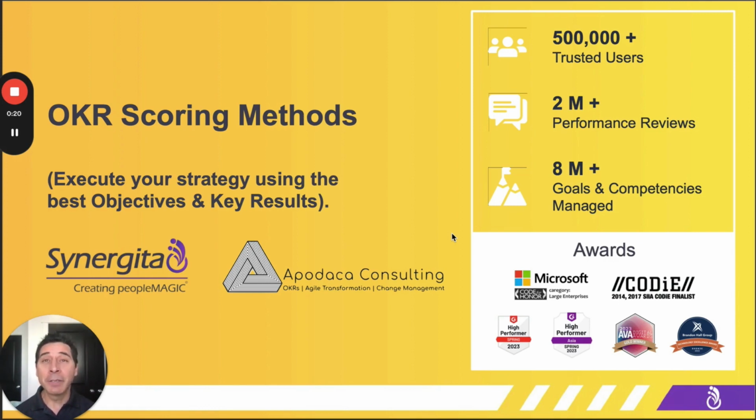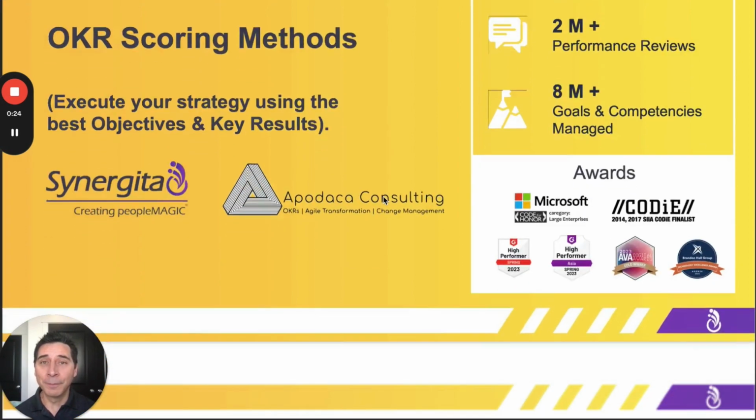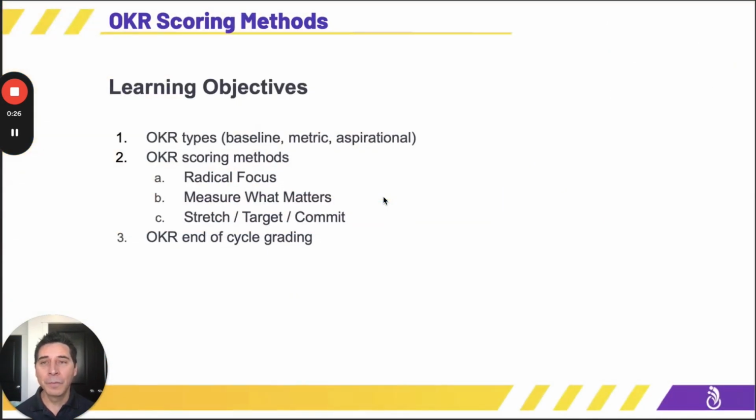For today's series, we'll be focusing on the scoring methods for OKRs. So let's get started. Our learning objectives today include the OKR types, baseline, metric, and aspirational, and we'll revisit those definitions and how they correlate with the scoring methods. We'll also take a look at the different types of scoring methods, including the radical focus method, the measure what matters method, as well as the stretch, target, and commit. And last but not least, we'll also take a look at OKRs and how scoring integrates with the end of cycle grading.